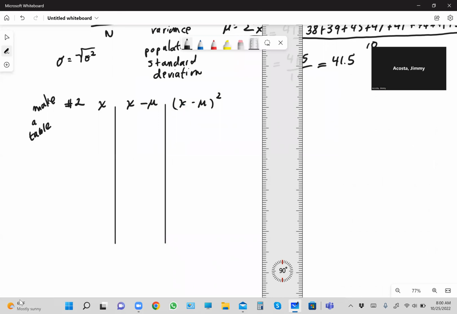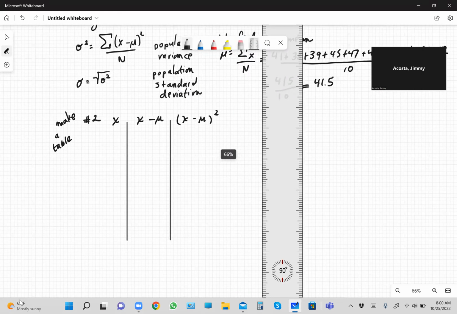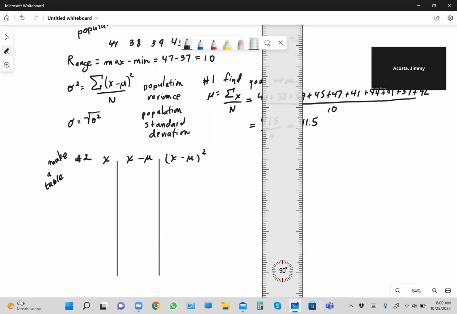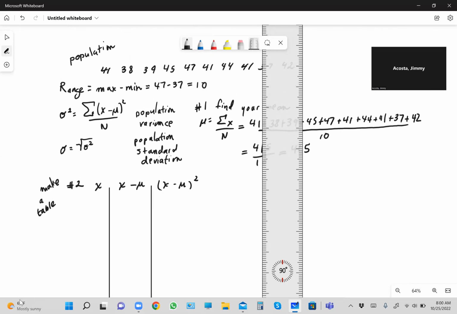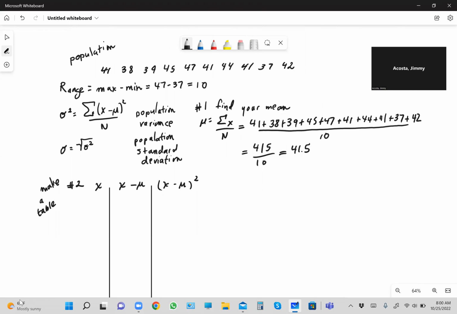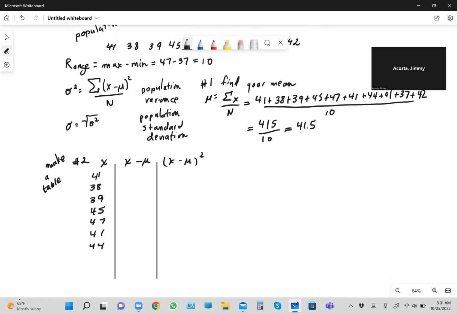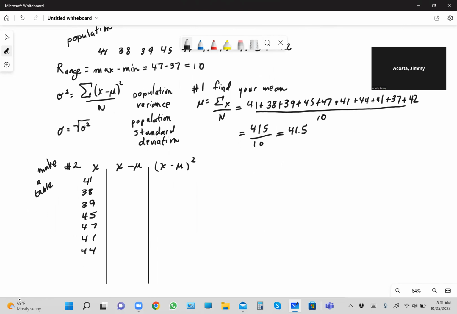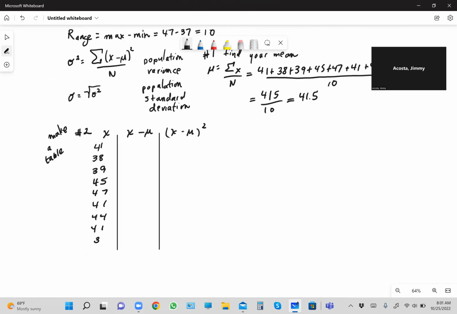So we're gonna have, I can't see the numbers anymore, so I'm gonna zoom out a little bit. So we have 41, 38, 39, 45, 47, 41, 44, 41, 37, and 42.